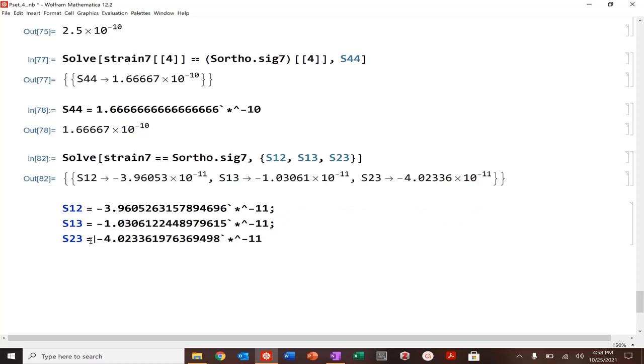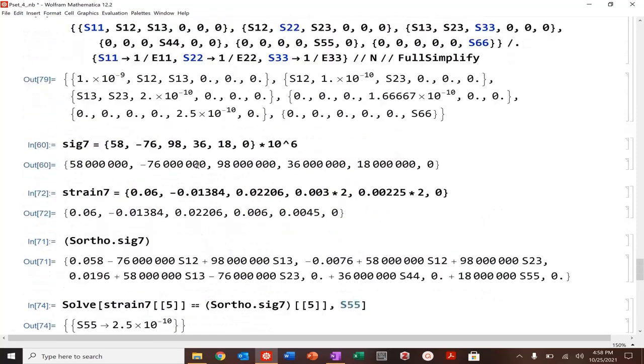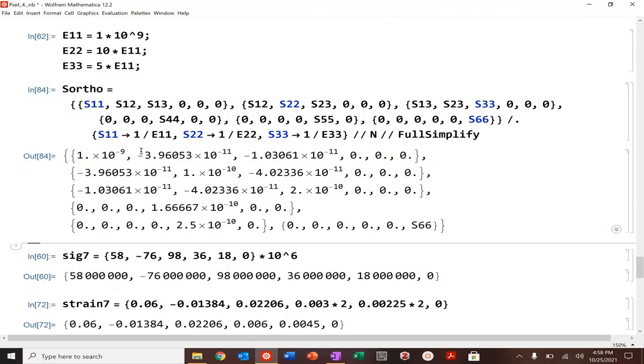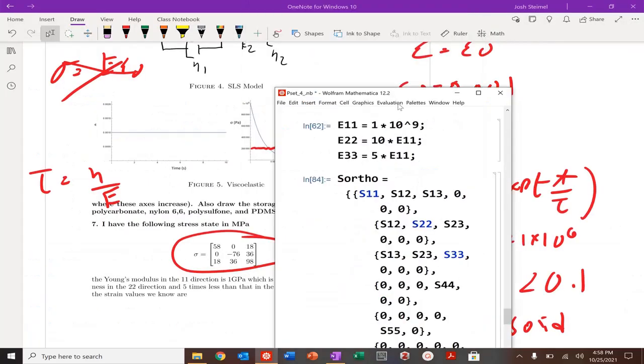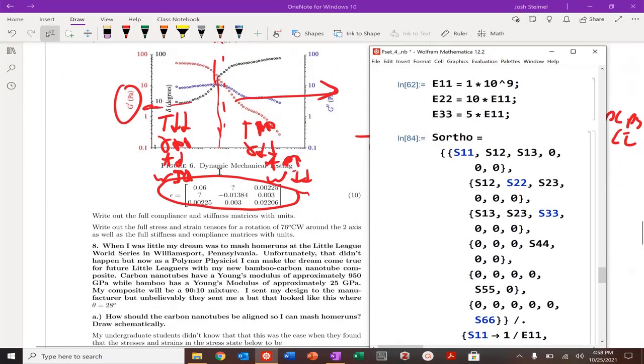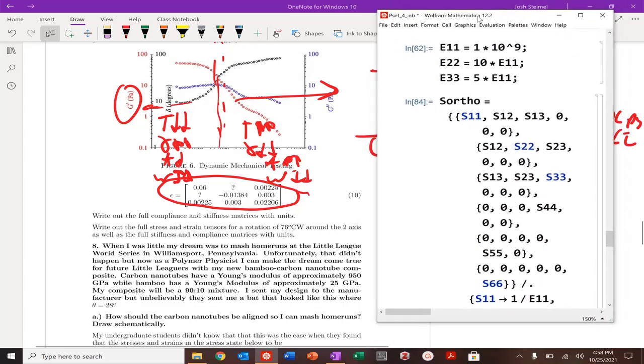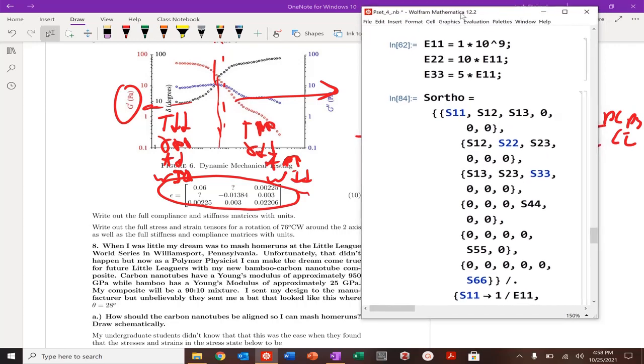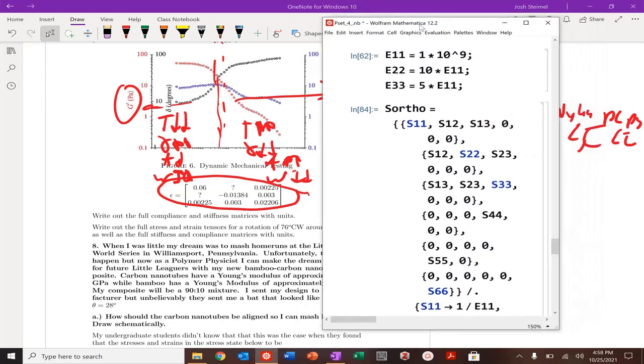Let's go here. So now I'm starting to solve for basically everything in here. So how am I going to solve for this last value? Well, the problem is telling me that I also need to figure out or write out the full stress and strain tensors and full compliance matrices, the units, all those good things. I need to do a rotation around the 2 axis of 76 counterclockwise.